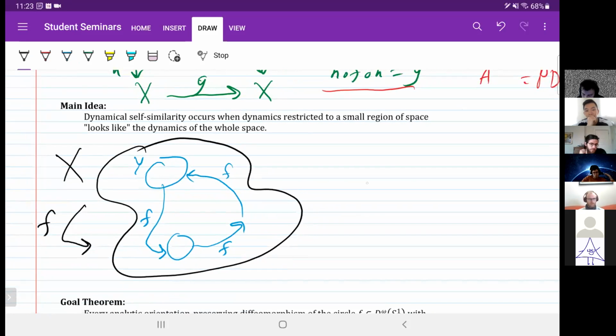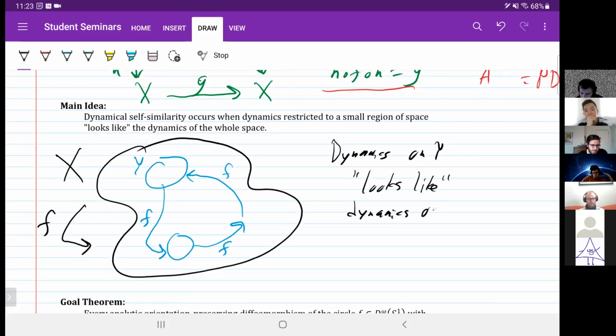And the hope is that the dynamics on Y, which is to say the dynamics when you start in Y and you wait until you come back, dynamics on Y, I want it to heuristically look like the dynamics of X. And I'll try to get into detail a little bit later about what exactly I mean by this. But I want something that looks like the dynamics of the whole thing.